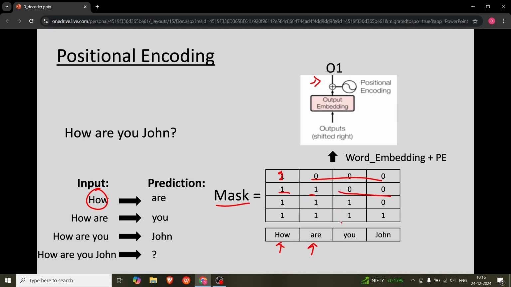In the third you gave "how are you", so these three are 1 and this one is 0. And in the fourth you give all the words, right? You gave "how are you John", and you give this entire thing to the model. Obviously this entire thing will be given at once because processing happens in parallel. So basically this is the mask. Now how it will be used, we will see in the next slide.